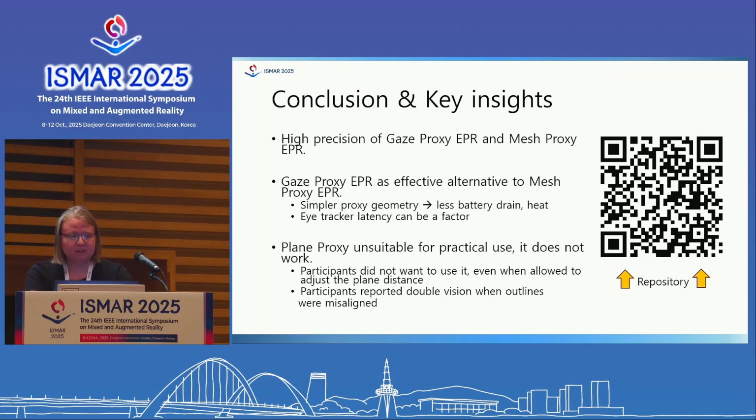And finally, we find that the plane proxy is unsuitable for practical use cases, as it just does not work. It was ranked as the worst choice of the three methods. It was the worst in all metrics.